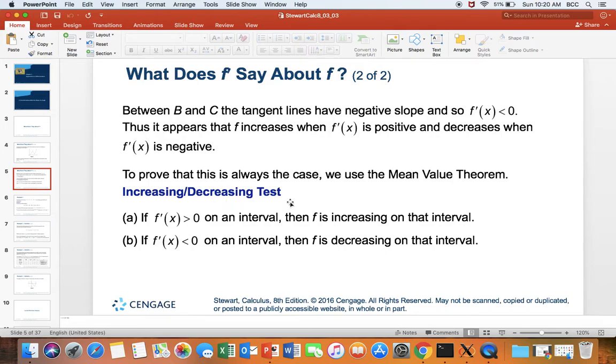Increasing, decreasing test. If f prime x is greater than 0 on an interval, then f is increasing on that interval. If f prime x is less than 0 on an interval, then f is decreasing on that interval. Very, very important. F prime x greater than 0, f is increasing. F prime x less than 0, f is decreasing.